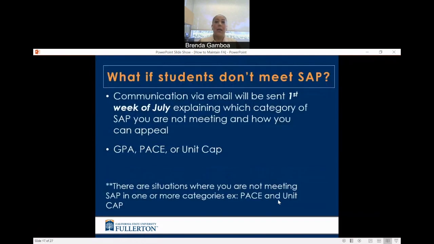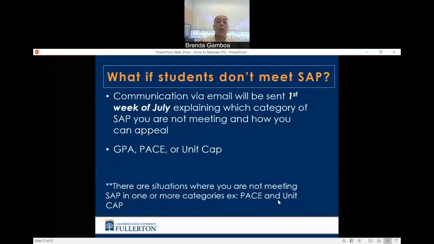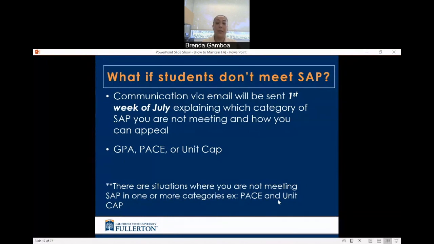If you don't meet SAP, you will get an email sent the first week of July explaining which category of SAP you're not meeting. The email can state that you're not meeting GPA and PACE, GPA, or unit cap, but the email will explain to you why you're not meeting SAP.